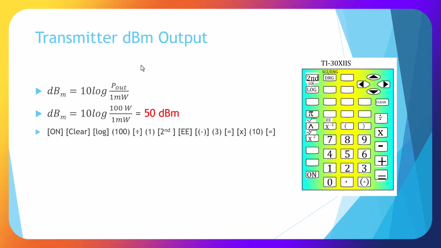Okay, we have the formula here, and we have 100 watts based on 1 milliwatt. So I'm going to go ahead and use a calculator. So we're going to do on clear, log, 100 divided by 1 second EE minus 3, don't use the minus sign. Let's close the parentheses, equals, times 10 equals, and that should give us 50 dBm.